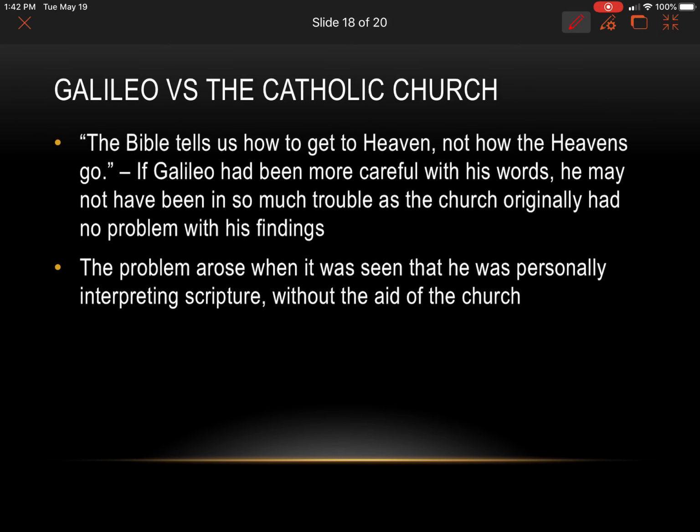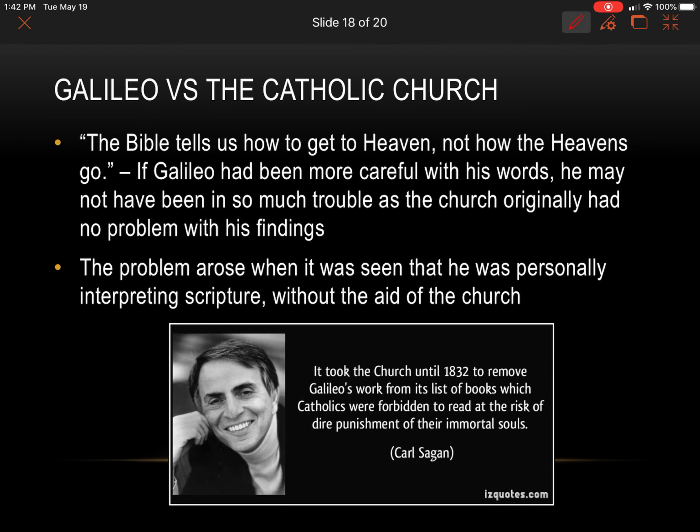Now, what was interesting, though, is there was a lot of controversy with him in the Catholic Church. One of the quotes credited to Galileo is, "The Bible tells us how to get to heaven, not how the heavens go." Basically, if he had been more careful with his words, he may not have been in so much trouble, as the church originally had no problem with his findings. The problem arose when it was seen that he was personally interpreting scripture without the aid of the church, and so he got into a lot of trouble with the church because of his language choices, and was banished to house arrest for a lot of years.